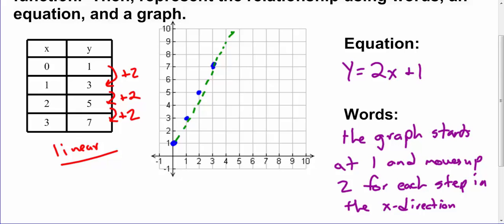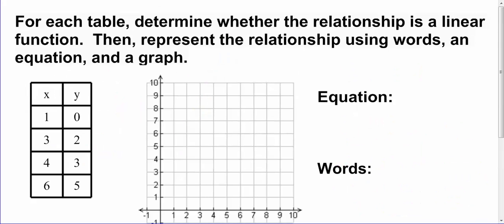Alright, why don't you do this? Why don't you go ahead and pause the video. Give this next one a shot. Something I want to point out to you is notice that there are missing terms between 1 and 3 and 4 and 6. That doesn't mean they couldn't be there, but don't assume it's not linear just because those are missing. So pause the video, give this one a shot, and then compare your work.